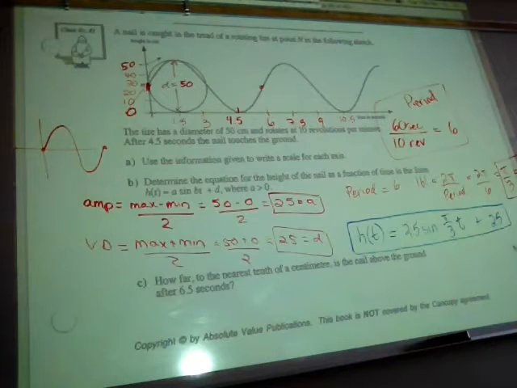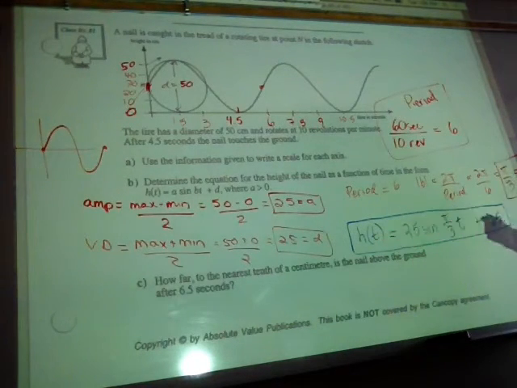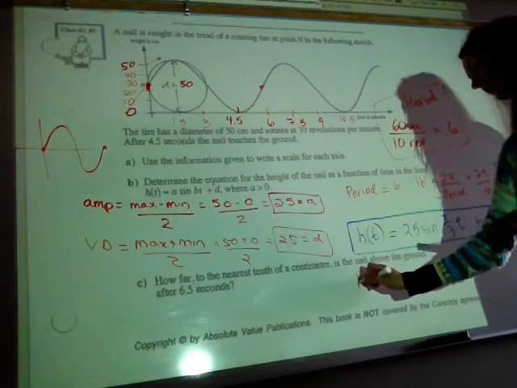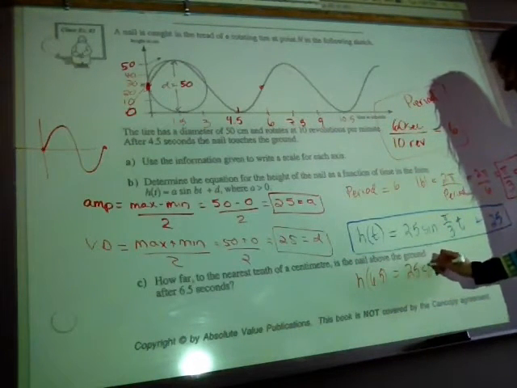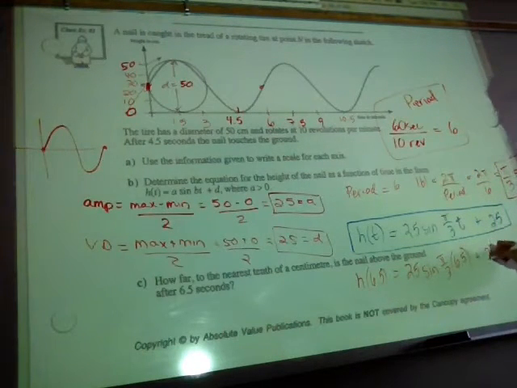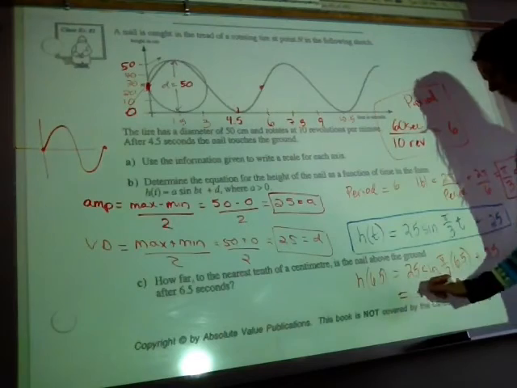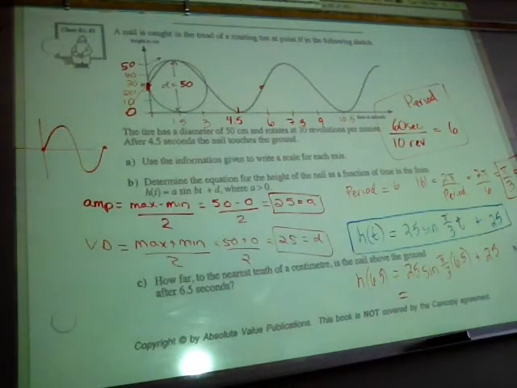So part C, how far to the nearest tenth of a centimeter is the nail above the ground after 6.5 seconds? We're just going to take our equation and replace T with 6.5 seconds. So H of 6.5 equals 25 sine pi over 3 times 6.5 plus 25. We just need to make sure we're in radian mode, calculate that, and see what we get.